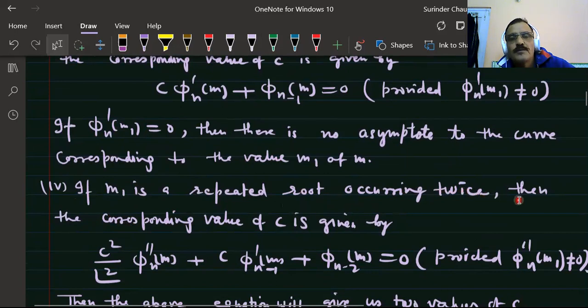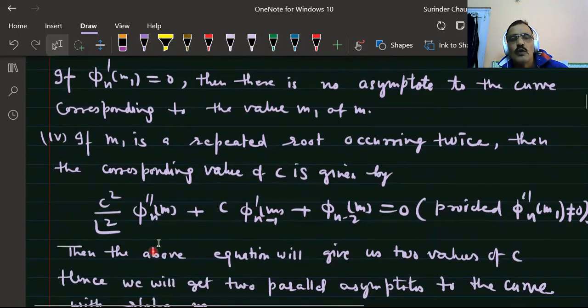If the root occurs twice, then the constant c will be given by c squared over factorial 2 times the second derivative of phi n of m, plus c times the first order derivative of phi n of m, plus phi n minus 2 of m, equal to 0. Here this root m1 is not repeated three times, it is repeated twice. This gives two values of c, and we will get two asymptotes with slope m1, that is, m equal to m1.